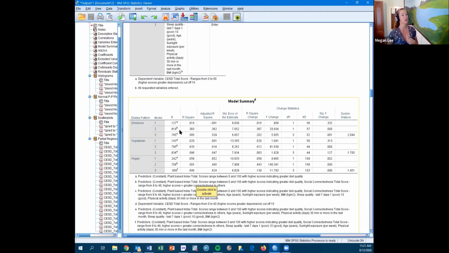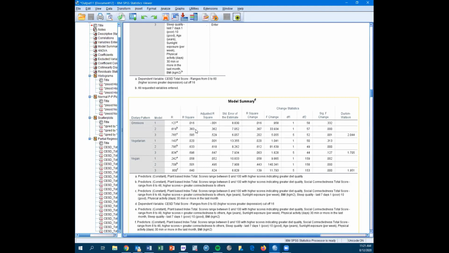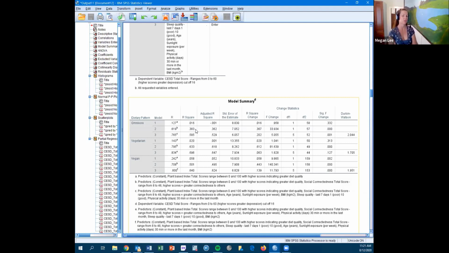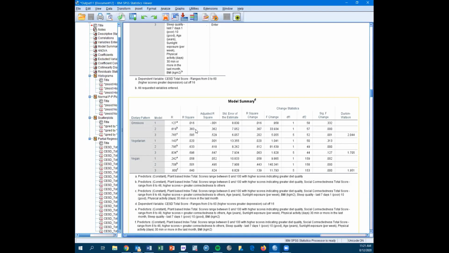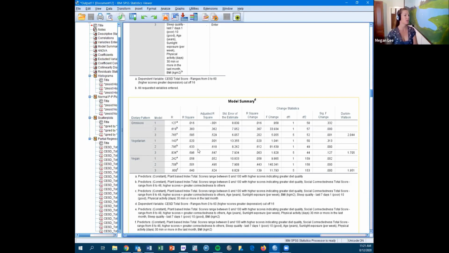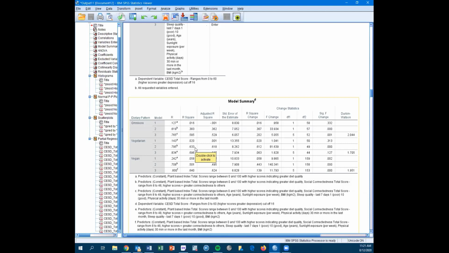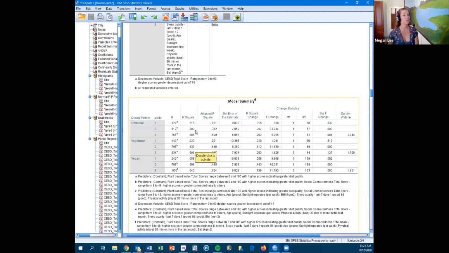Okay, so when we add social connectedness, what happens to our R squared change? Well, to R squared, what happens? It increases. Yep, so how much variability does social connectedness have in depression for omnivores? 38%. Yep. How much does it have for vegetarians? Oh, 63%. And vegans? 50%. Interesting. Cool. So that R squared change, that's significant for omnivores.